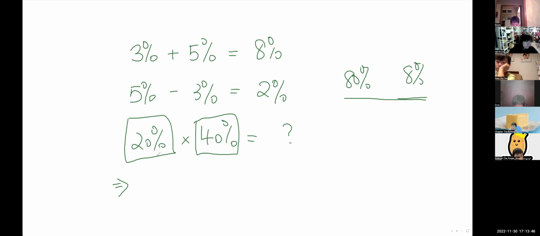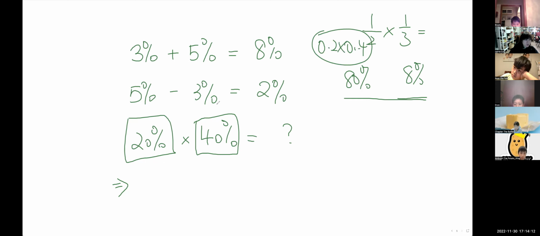But remember, everybody, do you know how to do 1/2 times 1/3? The fractions we have learned, right? And we have learned that a percentage can easily be transferred to a fraction. Also, we know how to do 0.2 times 0.4. We learned it before, and we know the transfer is easily made. So there are two options.